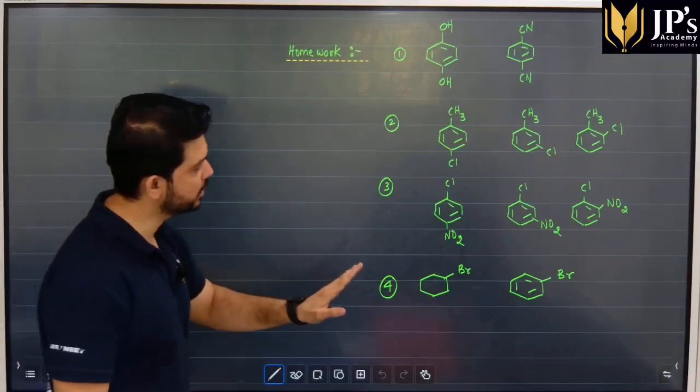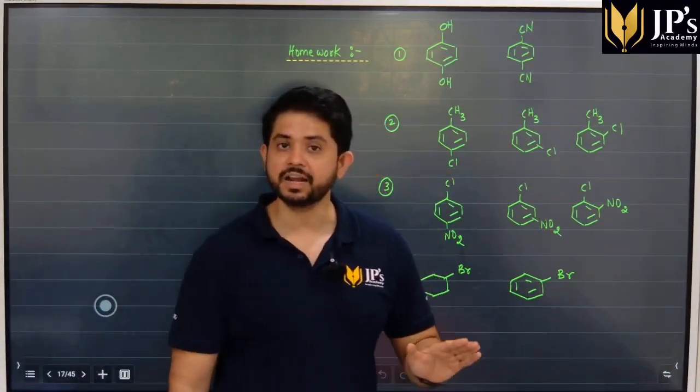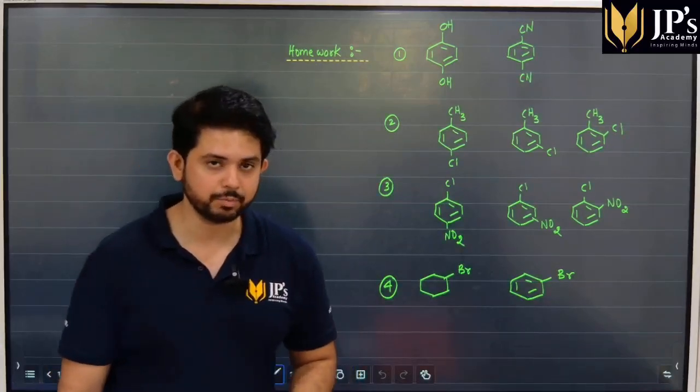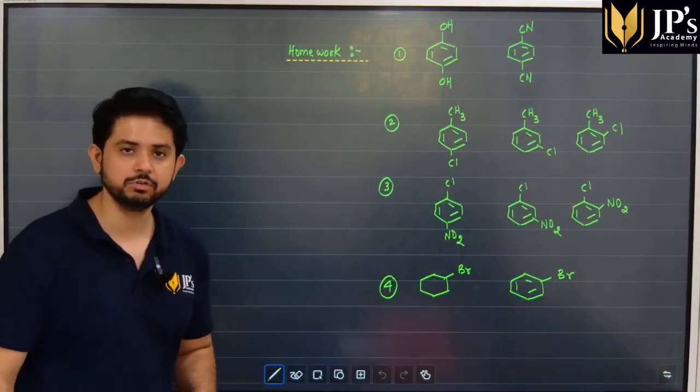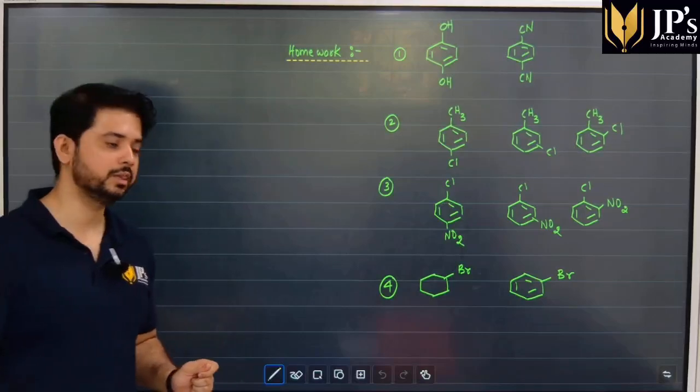I've given some homework questions. I want you to try these, arrange them in decreasing order of their dipole strength. And if you need hints and solutions for this, please let me know in the comment section.